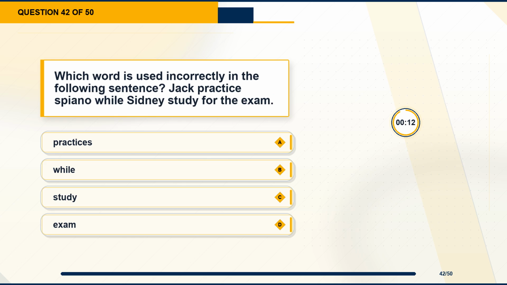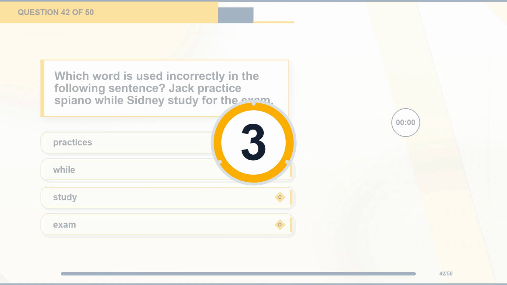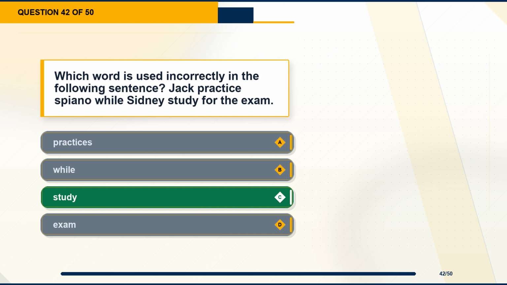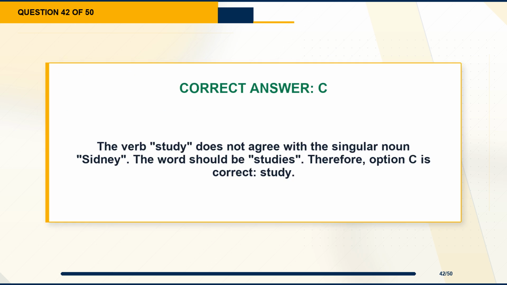Question 42. Which word is used incorrectly in the following sentence? Jack practiced piano while Sydney studied for the exam. Option A, practices. Option B, while. Option C, study. Option D, exam. The correct answer is option C, study. Explanation. The verb study does not agree with the singular noun Sydney. The word should be studies. Therefore, option C is correct, study.